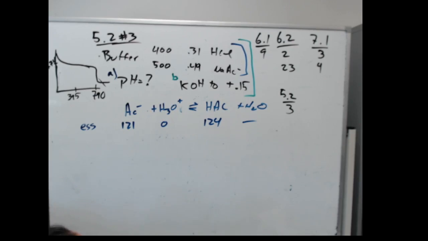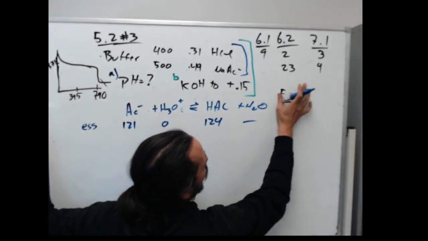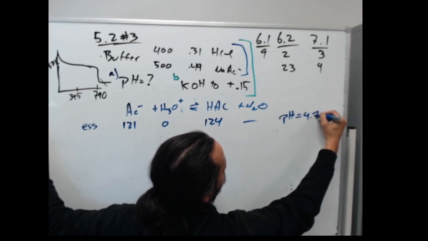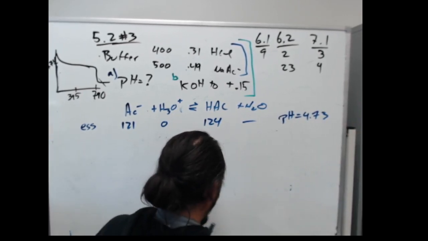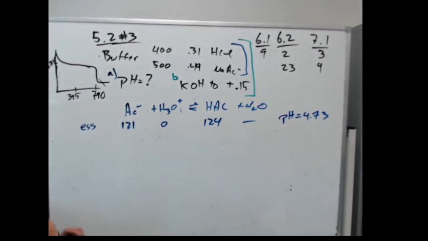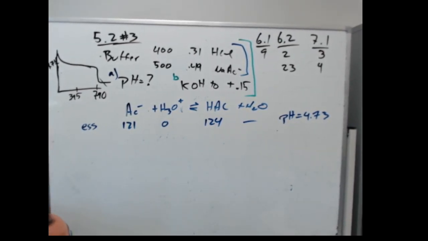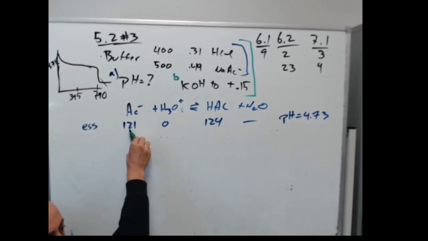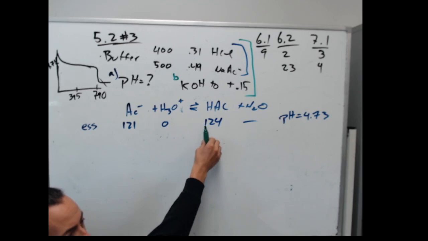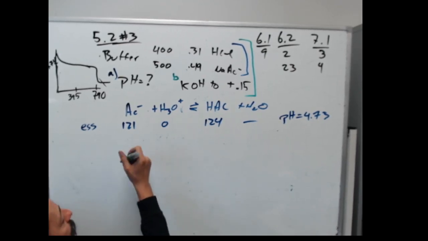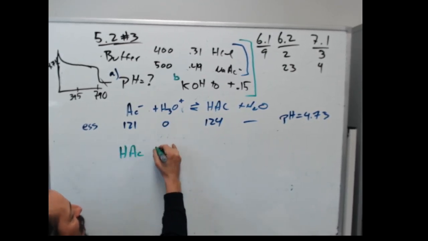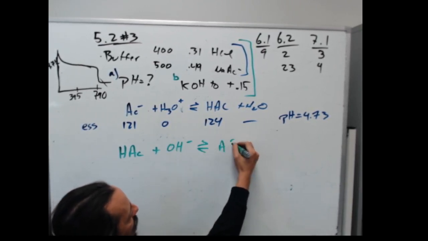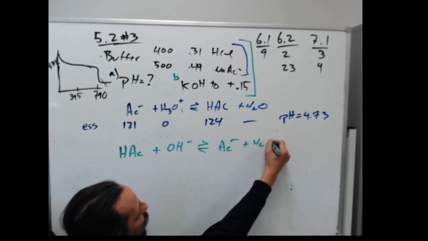What was our answer for pH? I should have kept that as well. 4.73. Right, so we got our pH of 4.73. Now we're going to do a new chemical reaction where I'm going to dump hydroxide in. Is hydroxide going to react with AC minus? It's going to react with HAC. So I'm going to have new stoichiometry. I'm going to have HAC plus OH minus goes to AC minus plus H2O.